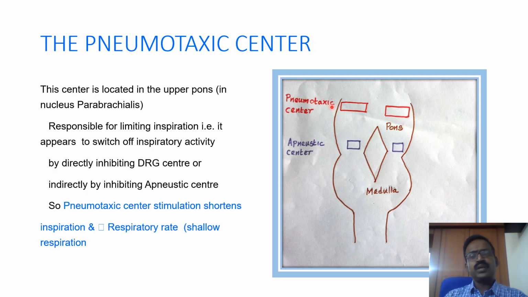The pneumotaxic center is located in the upper pons, in the nucleus parabrachialis. It is responsible for controlling the inspiration. It is the switch-off of inspiratory activity. It inhibits respiration by directly inhibiting the dorsal respiratory group of neurons, and otherwise indirectly by inhibiting the apneustic center. So pneumotaxic center stimulation shortens inspiration and increases respiratory rate.